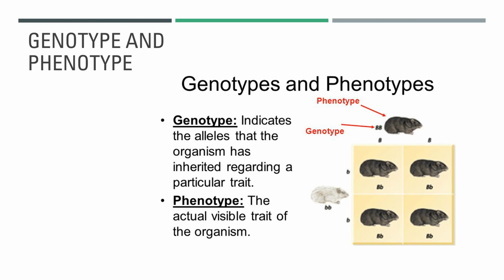And so we see here the genotypes of some mice. We have these letters, this big B, and we have this brown mouse in this case here. That's what our phenotype is, the brown, but we do see a white mouse down here that has a different genotype. So again, the genotype indicates the alleles that the organism has inherited regarding a particular trait, and the phenotype is the actual visible trait that you see.